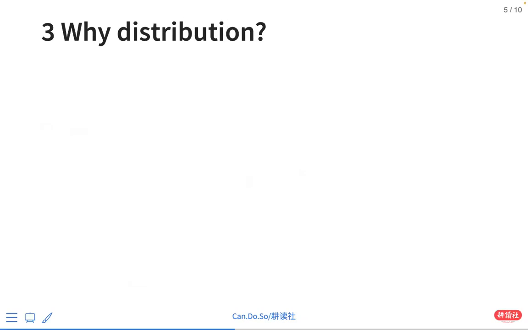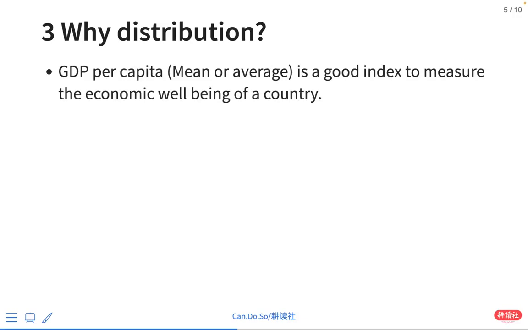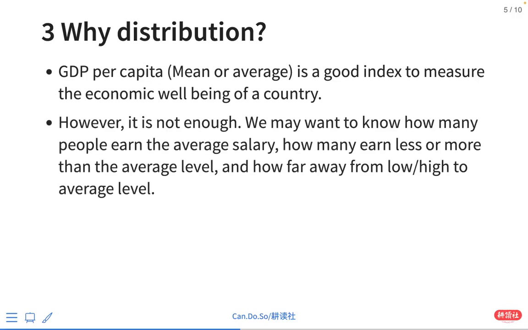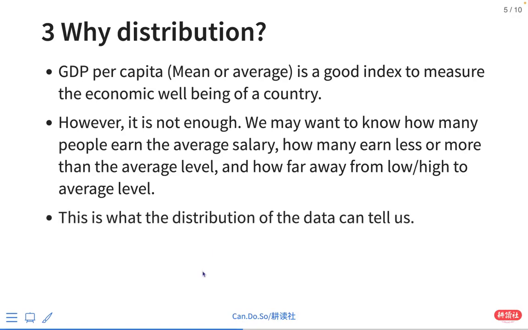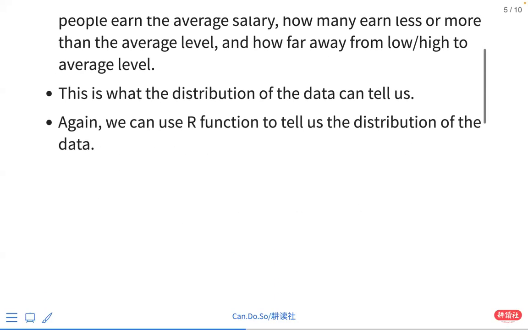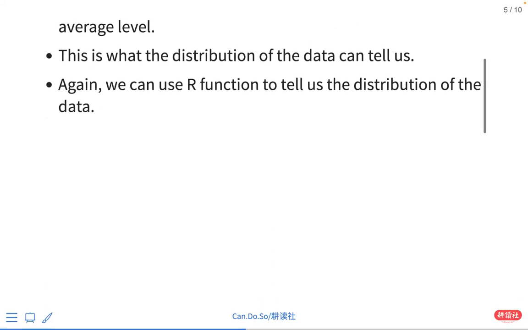Normally we just want to get a rough idea about a country's economic well-being, but that's not enough. It's a good measure, but it's not enough. For example, how many people earn the average salary, how many people earn less or more than the average salary level, and how far away from the average level are those who earn low or high? This is where we need the distribution of the data. Again, we can use R functions to tell us the distribution of the data.